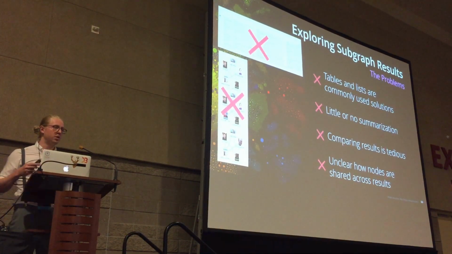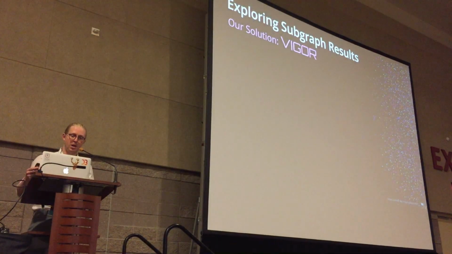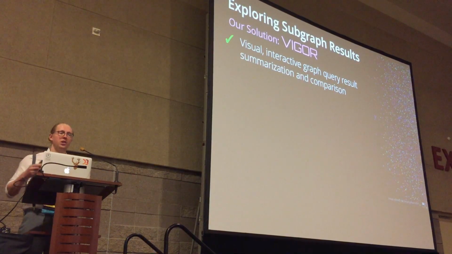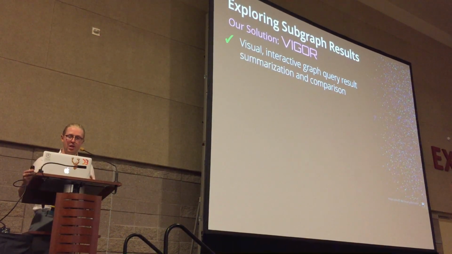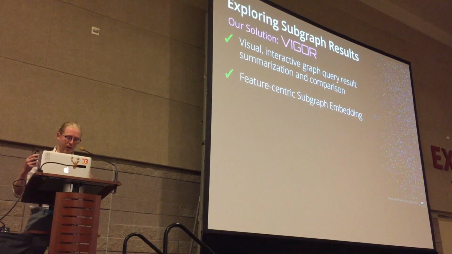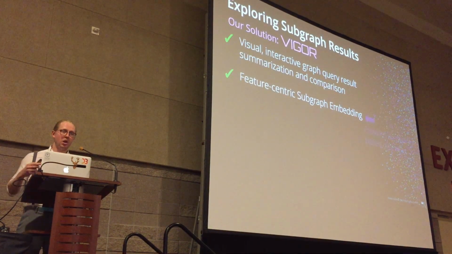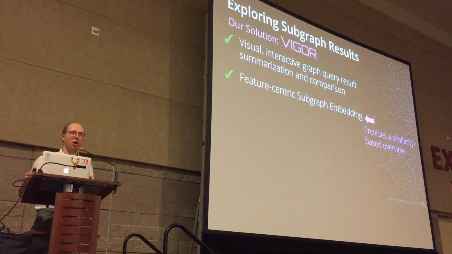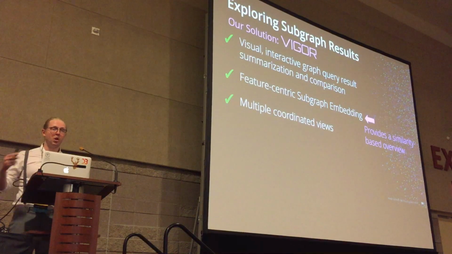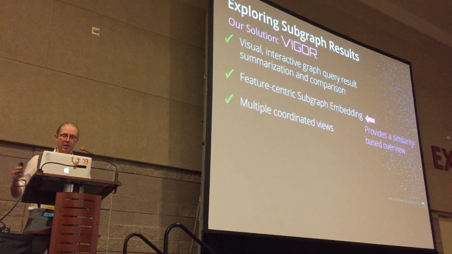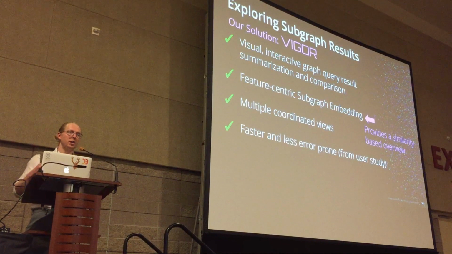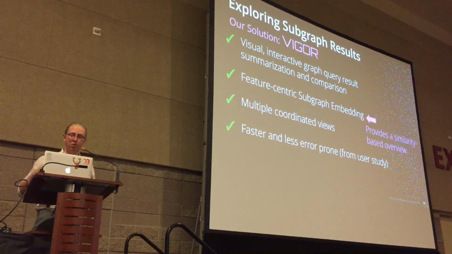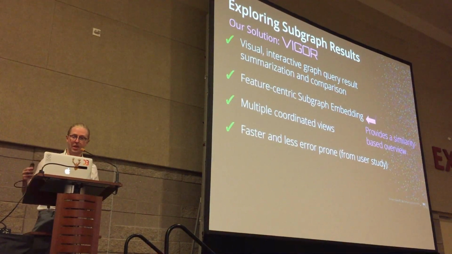I don't think this is the right way to do it, and so we proposed VIGOR. It's a solution to this problem. It's a visual interactive tool that allows you to summarize and compare your subgraph results. We make use of a new technique called feature-centric subgraph embedding, and we use that to create a similarity-based 10,000-foot view to look at all of your results at once. Of course, we also still use multiple coordinated views. Then we tested this against Neo4j, one of the industry standards for graph query, and we found that overall we're faster and make fewer errors.